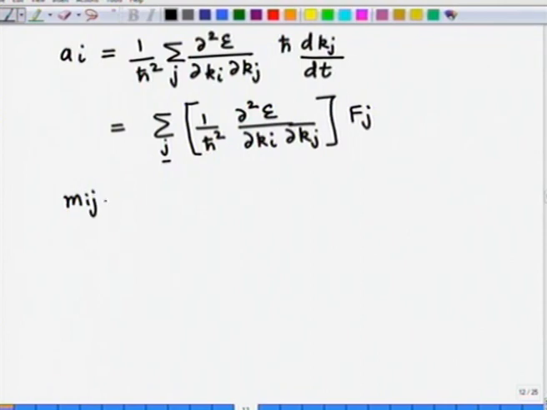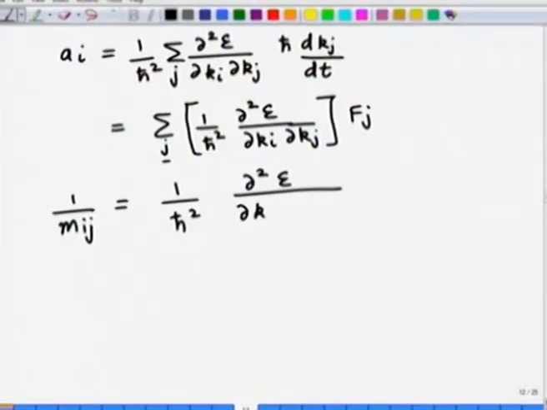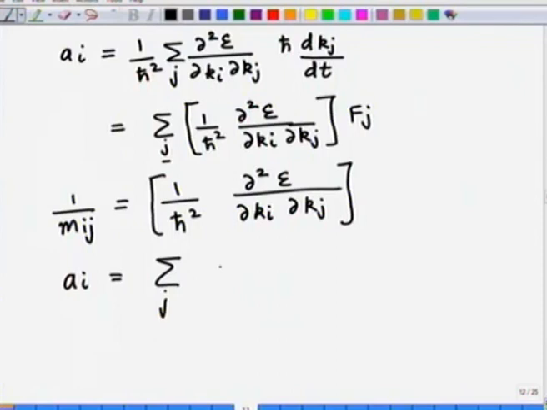What it means is, forget about it for a minute, that quantity let us define as 1 over Mij, the inverse of this quantity. Let us define the inverse of this quantity Mij as equal to 1 over h square del square by del k i del k j. Now, if that is the case, I can substitute ai as summation over j of 1 over Mij Fj.